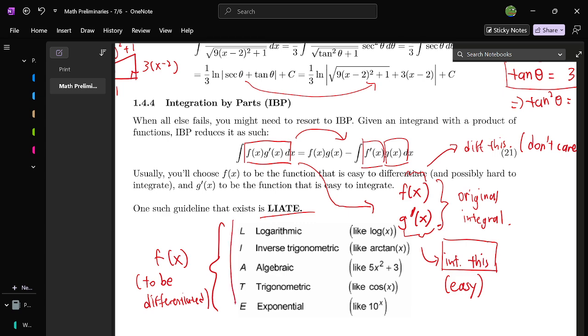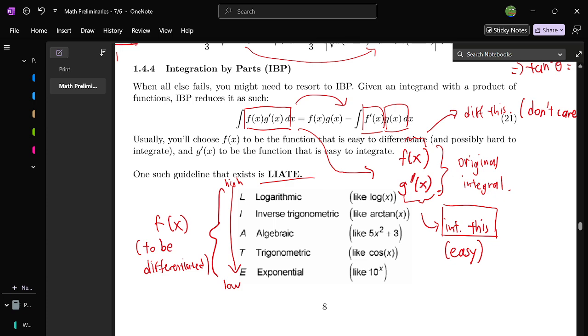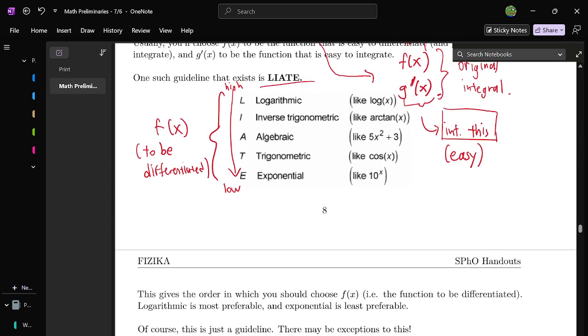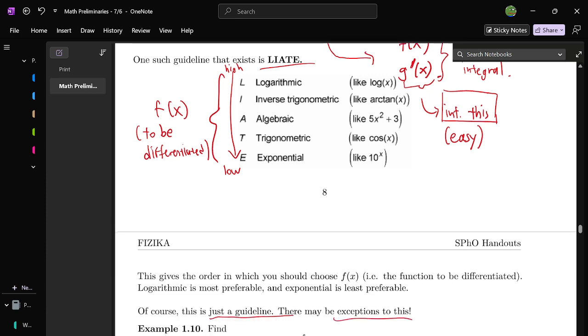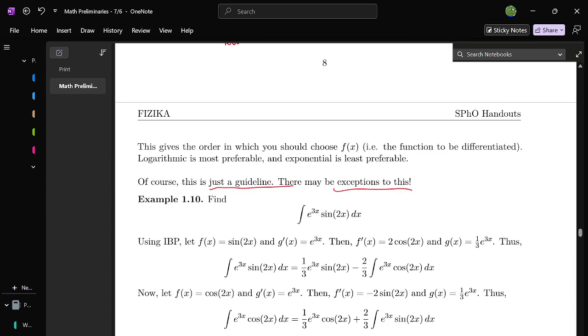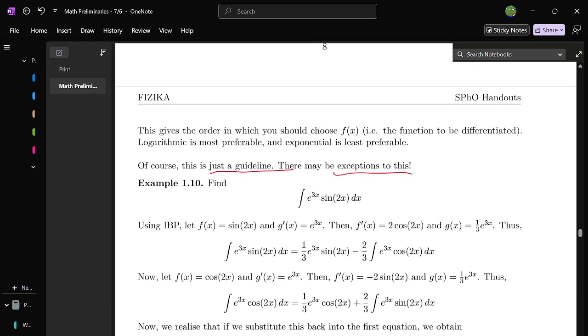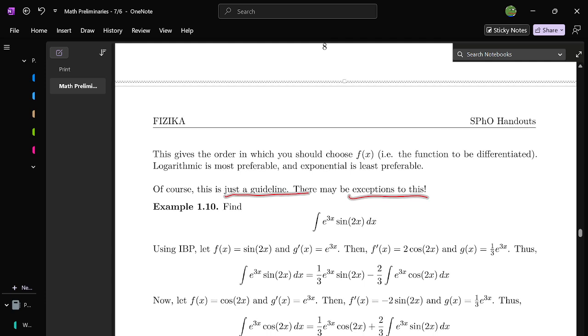So the priority is as such. You would typically want to choose log functions first to differentiate, and your least preferred would be exponential functions to differentiate. So this is like a guideline to help you. Of course, I must emphasize that this is a guideline, so there might be exceptions to this. But in most cases, this should work. So we can see how this guideline is applied here. So we have this integral here.